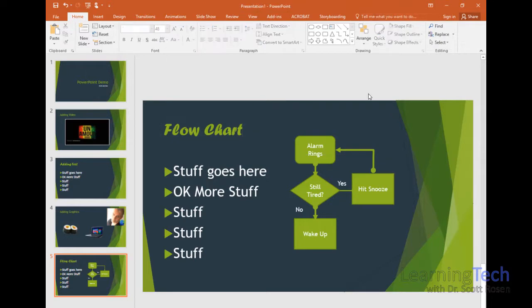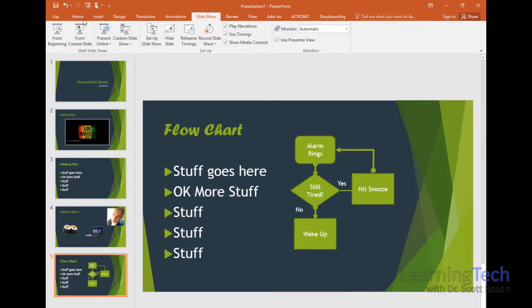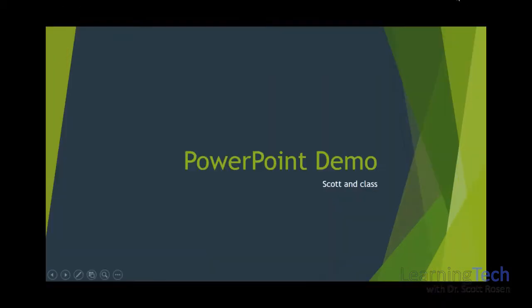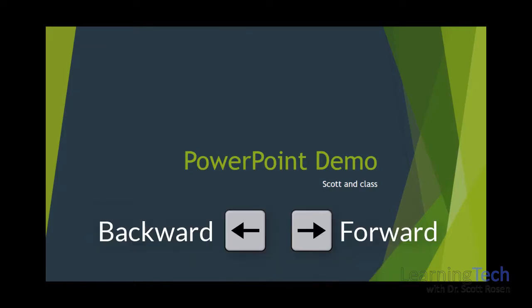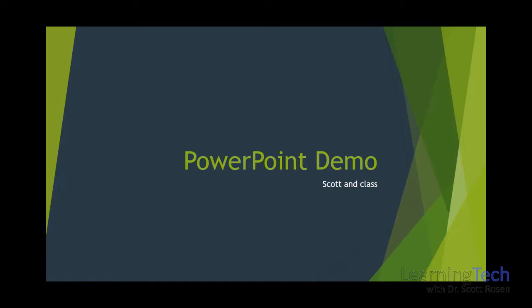Okay, great. So we have that. If we play the presentation from the beginning, I can go to the slideshow tab and say play from beginning. Normally you can use the space bar, a mouse click, or the arrow keys to advance the slide. I like the arrow keys because you can go forward and back. So I'm going to hit forward.